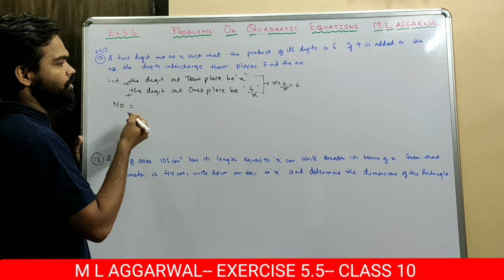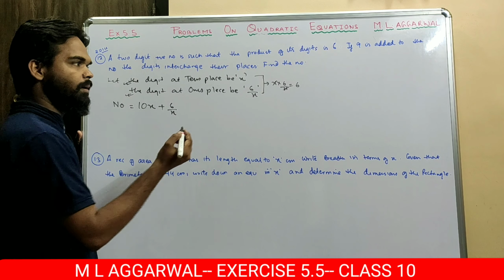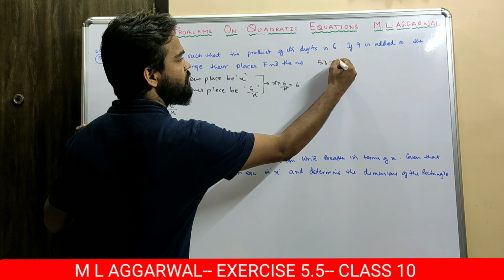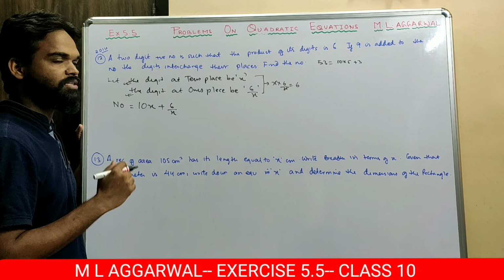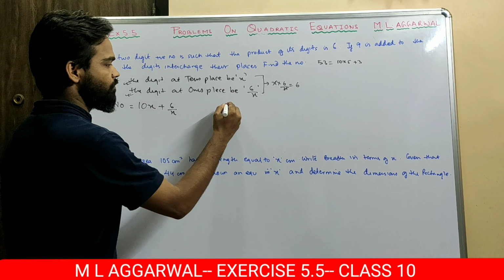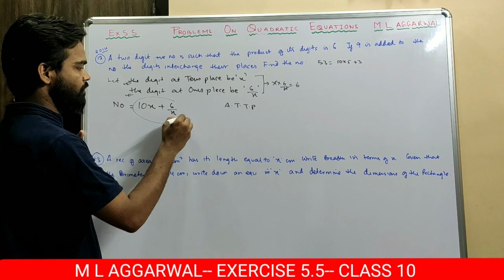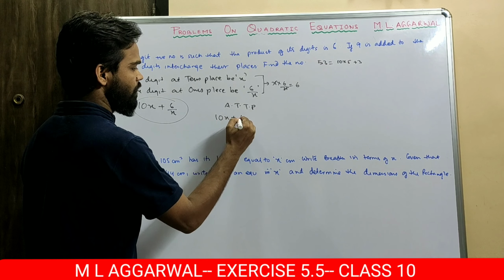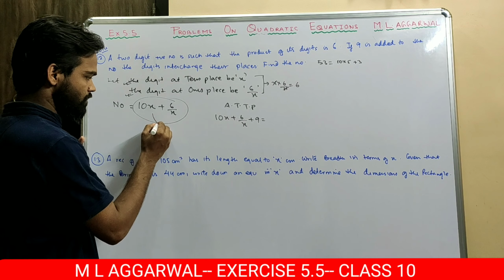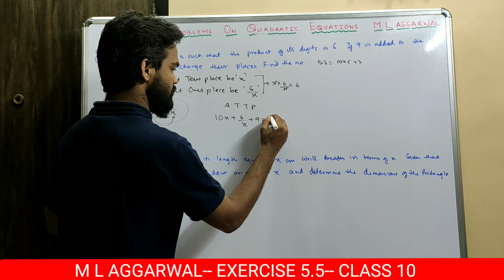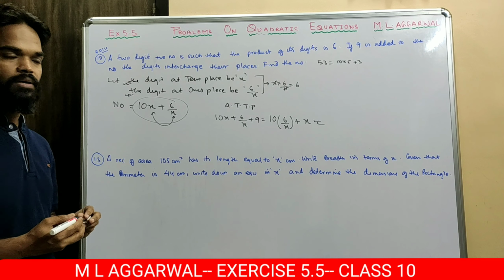Your original number is 10x plus 6 by x. Any number, we know, suppose 53, can be written as 10 into 5 plus 3: 10 multiplied by the digit at 10's place plus the unit digit. Now look at the condition according to the problem. If 9 is added to the number, the digits interchange their places, which means this becomes 10 multiplied by 6 by x plus x. That's the equation. Clear?